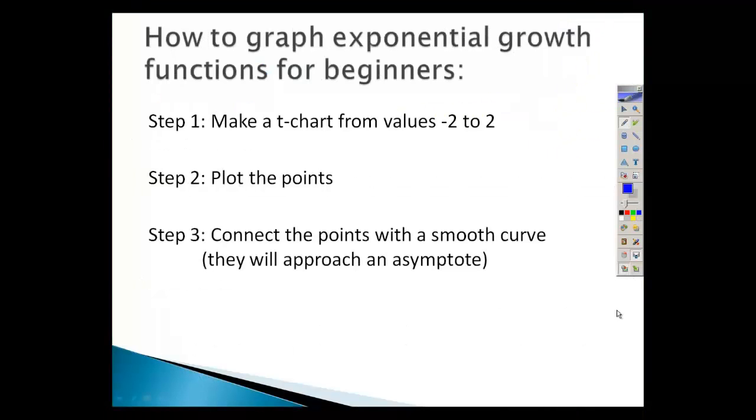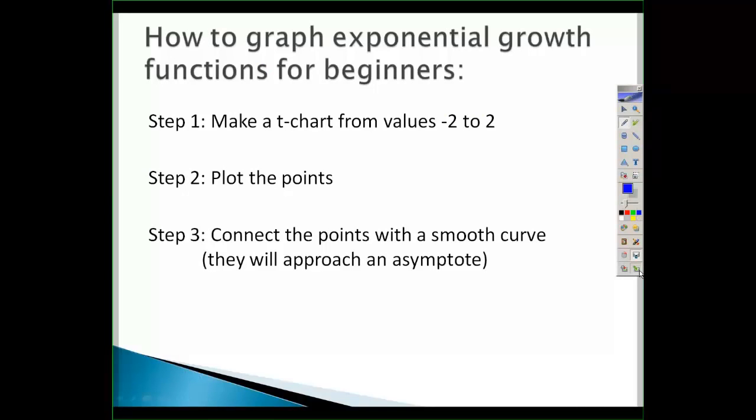We are going to graph exponential functions beginner style today. So we're just going to make a t-chart from -2 to 2, plot the points, connect the dots with a smooth curve. There will be an asymptote. For today, I'm not going to tell you how to figure out what the asymptote is, but you should be able to tell by what your graph approaches. I'll give you a hint: it's always going to be 0 today, so it's going to be pretty straightforward.